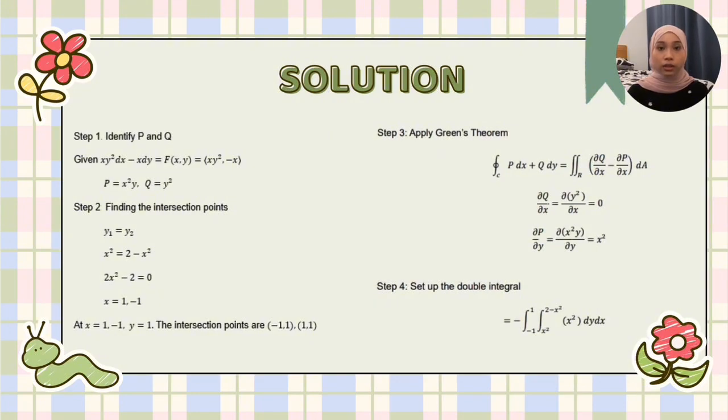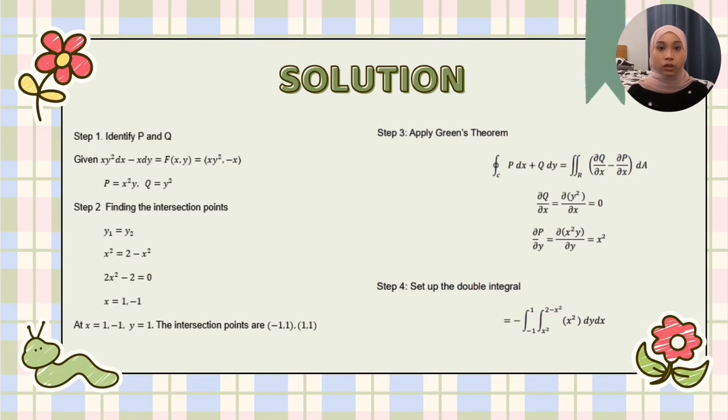According to Green's theorem, the line integral around the closed curve is equal to the double integral of partial Q over partial x minus partial P over partial y. First, we differentiate Q with respect to x, which gives 0. Then we differentiate P with respect to y, which gives x squared. So the integrand becomes negative x squared.